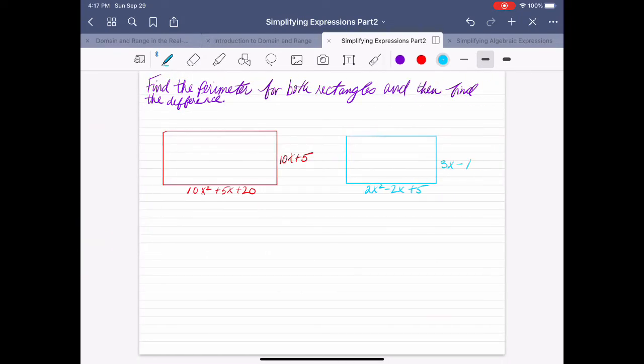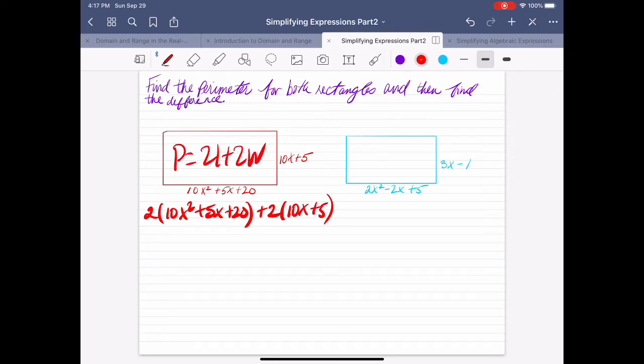The last example, find the perimeter for both rectangles and then find the difference. So let's start with the red one. Again, perimeter is adding up all the way around. So you have the length, you'll add that length 2 times. So let's do the shortcut, multiply it by 2. You also add the width 2 times, so let's multiply that by 2. Keep in mind that I'm using the following equation to get the perimeter. Perimeter equals 2 times the length plus 2 times the width.